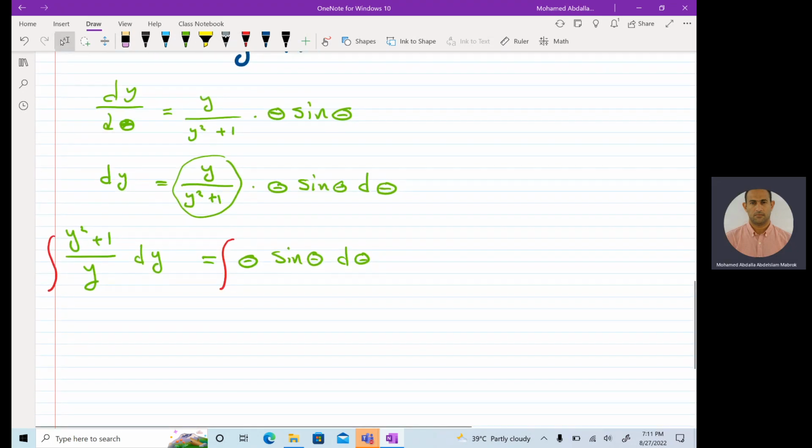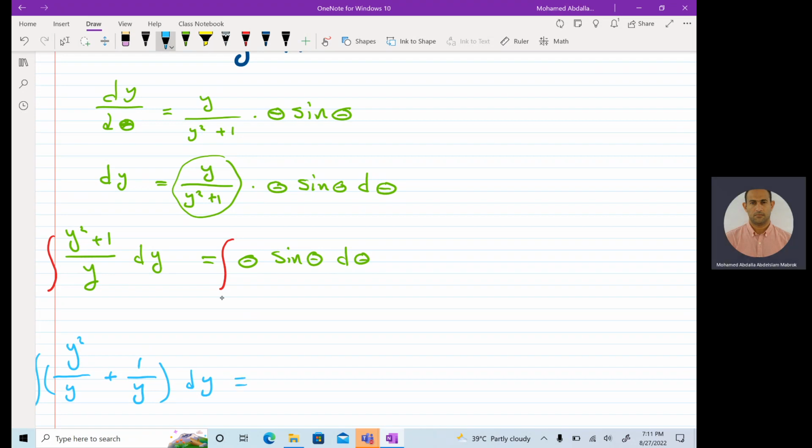We're going to integrate, because now it's separable. How to integrate that? Give yourself a try before you read the answer. Well, we can say this is y squared over y plus 1 over y whole dy. That's under the integration sign. And this integration here is integration by parts.